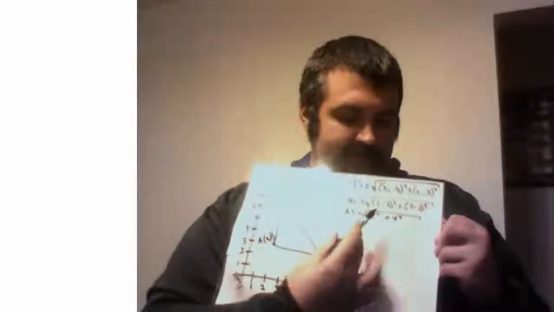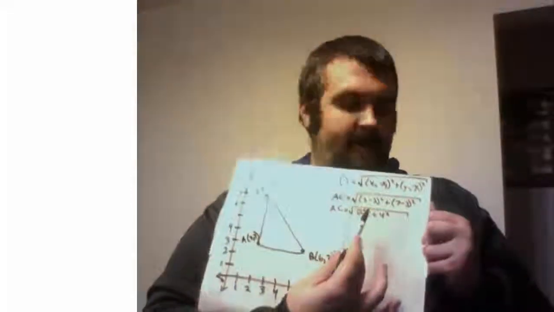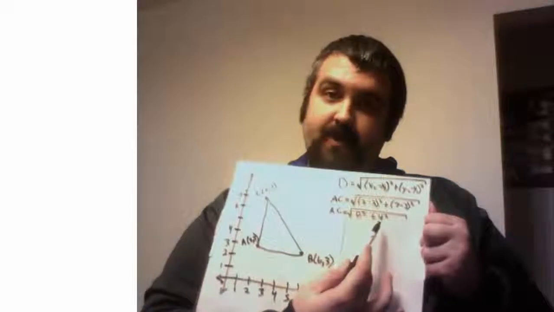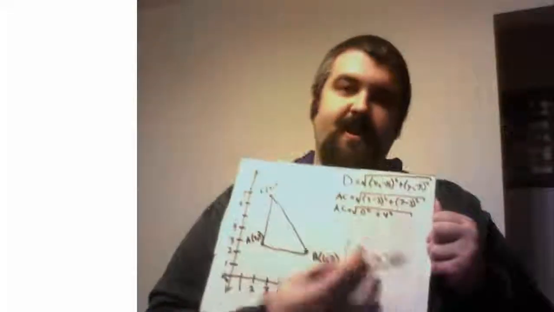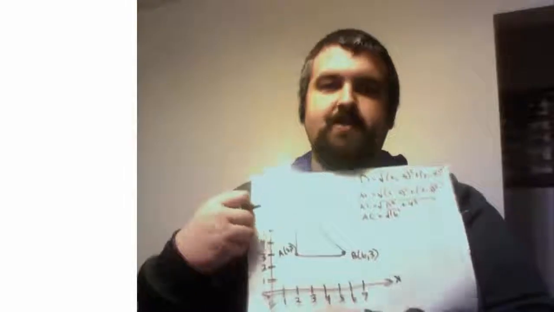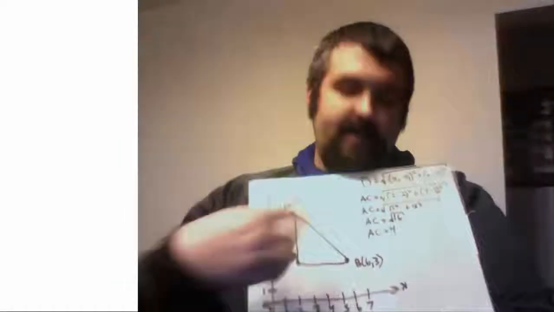Because there is no negative sign to worry about, 2 minus 2 becomes 0, so it just becomes 0 squared there. Same thing with 7 minus 3, it now becomes 4 squared. And now what I have to do is do 0 squared, 0, plus 4 squared, 16, and simplify. So I have AC equals the square root of 16. This one I should know off the top of my head, 4. So I get AC to equal 4.